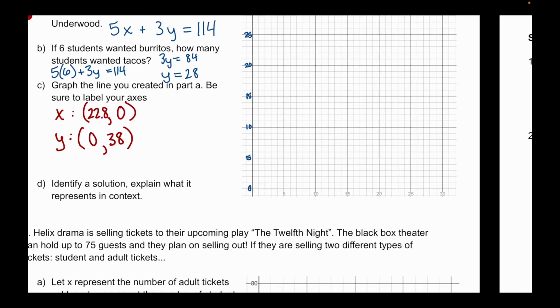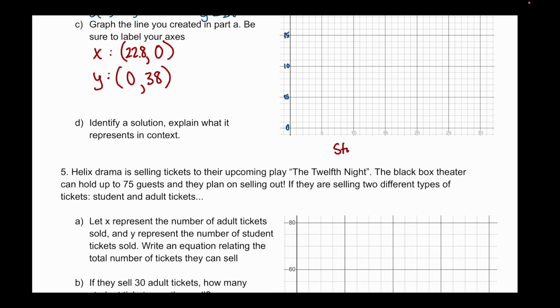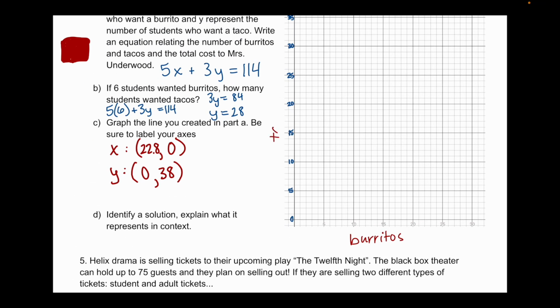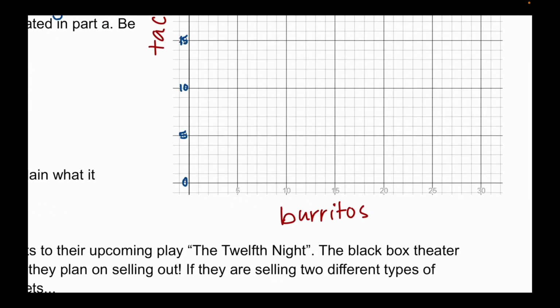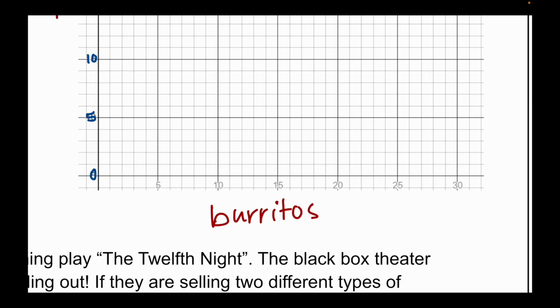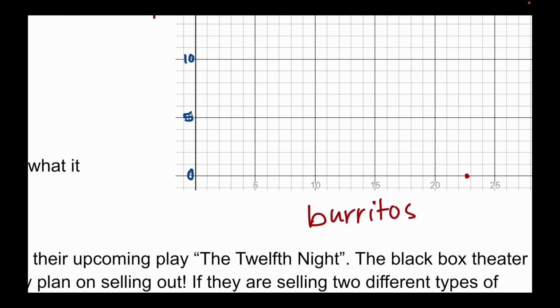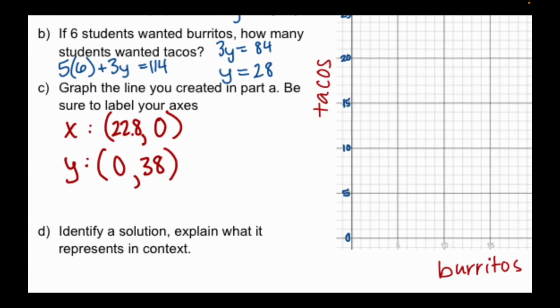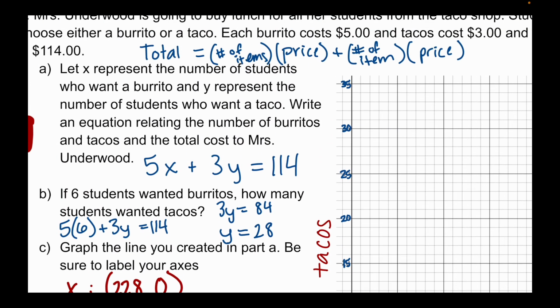So on the x-axis, this would be number of burritos. It's technically the number of students who want a burrito, but it's also how many burritos you're going to order. So burritos, and then tacos on our vertical axis, because they said that one should be y. For burritos, we're going to graph this at 22.8. So 20, 21, 22, it's going to be almost 23. I'm going to put that right here. And oh, yeah, that was the x-intercept. And then the y-intercept is at 38.